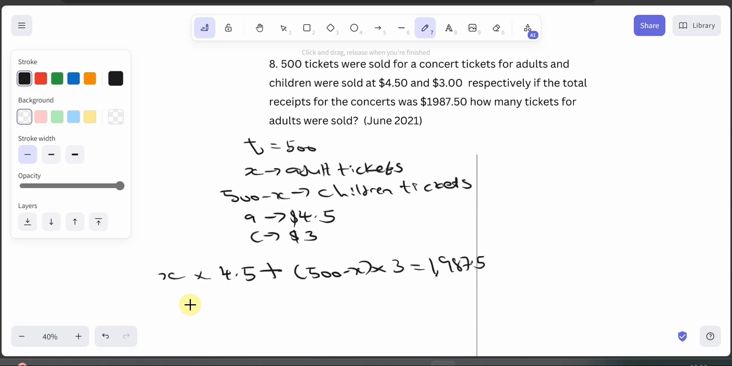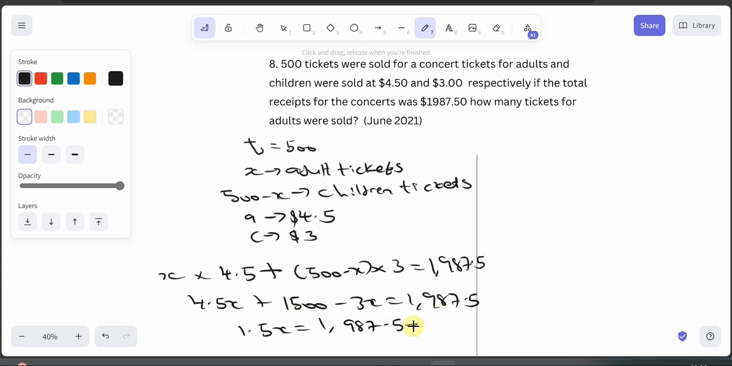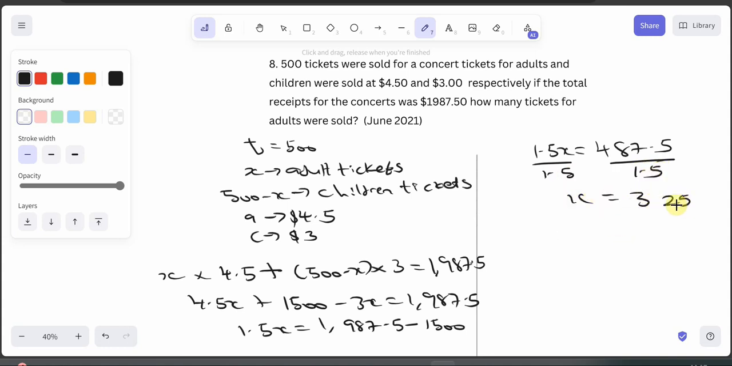Same thing too. So that will be 4.5x plus 500 times 3, that will give me minus 3x, is equal to 1,987.5. So 4.5x minus 3x, that will give me 1.5x, is equal to 1,987.5 minus 1,500. So this is 1.5x is equal to 487.5. And if I divide both sides by 1.5, what would my x give me? This gives me 325, right?